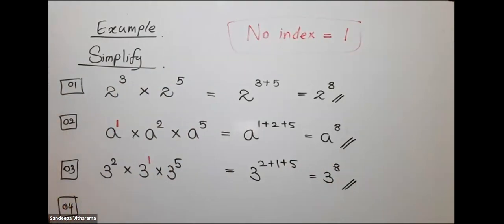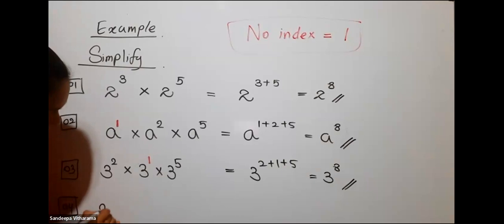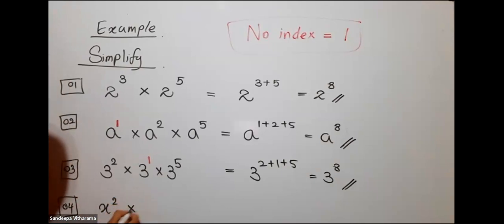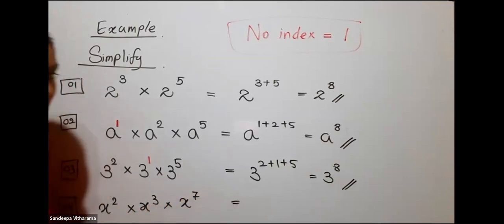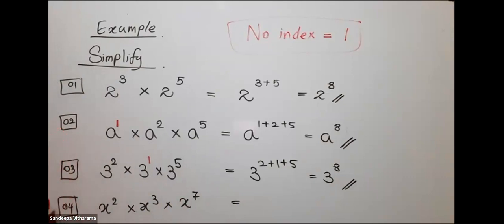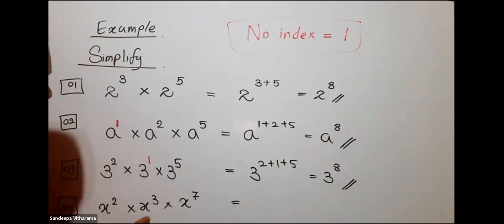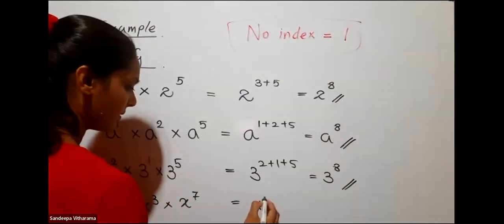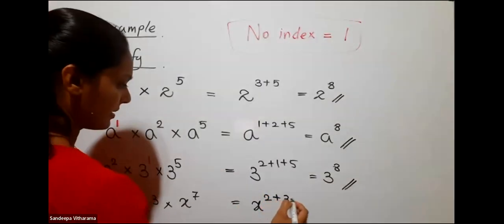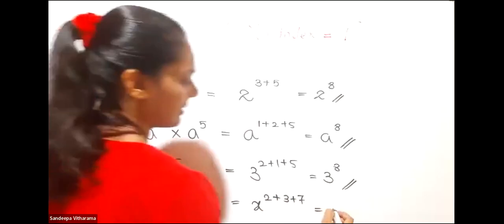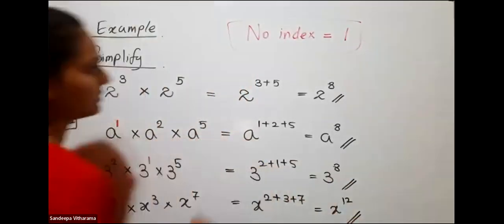Fourth one, it's x to the power of 2 times x to the power of 3 times x to the power of 7. Then what is the answer? Tell me. x to the power of 11. Yes. Here you can see that their bases are equal. Therefore, we can add the indices. It is x to the power of 2 plus 3 plus 7. Answer is x to the power of 12. No?